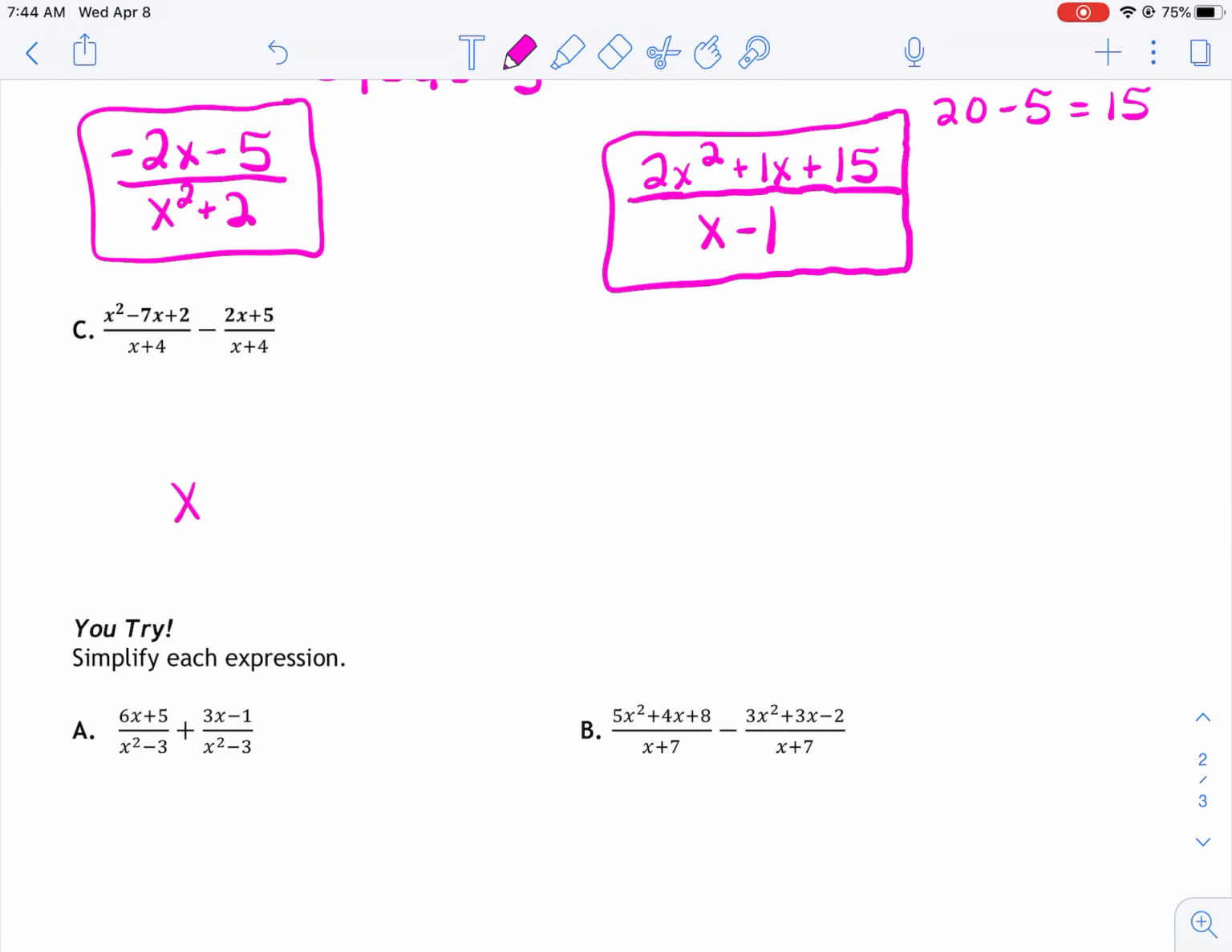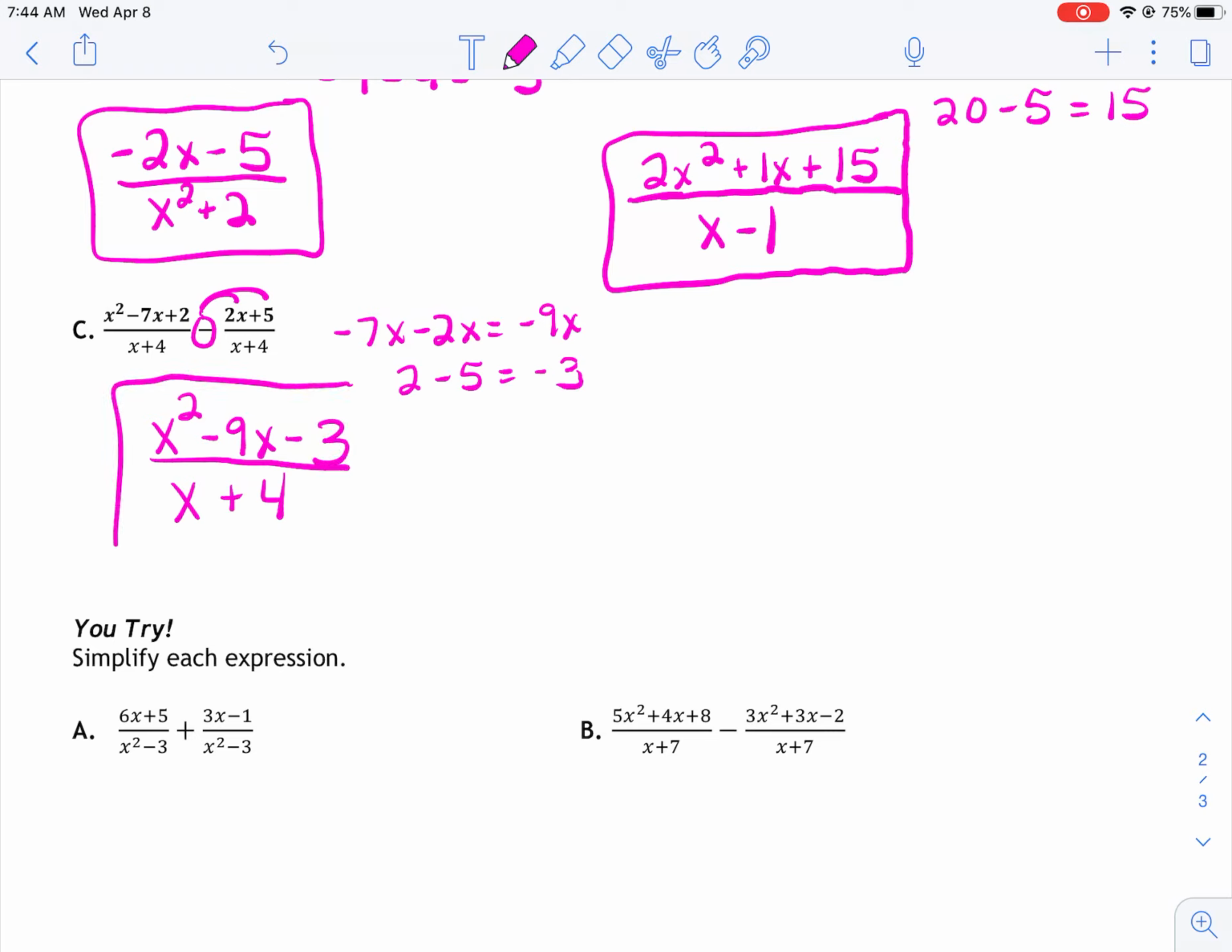All right, and then let's try one more. So this one, we're going to start our denominator with x plus 4. And then we have x squared minus, there's nothing for that to go with, so we start our numerator with x squared. All right, so then we got to distribute this minus sign. So we've got negative 7x minus 2x. Okay, that's negative 9x. And then we've got 2 minus 5 is negative 3. Okay, and so your answer is x squared minus 9x minus 3.